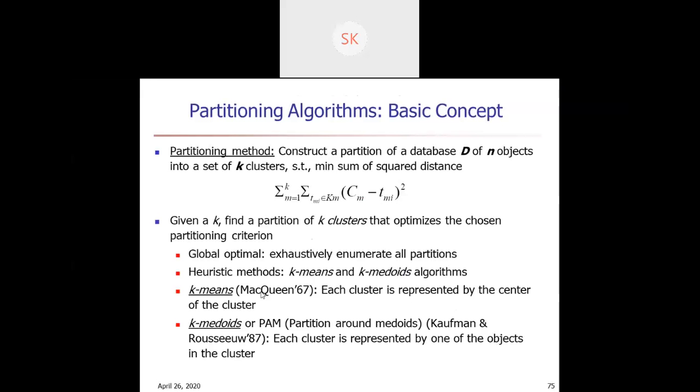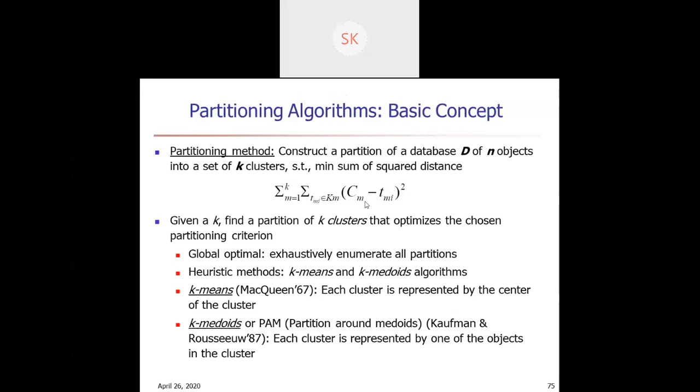So construct a partition of database D of n objects into k clusters. Okay, that is the number of clusters. So summation of m equal to 1 to k, summation of tmi belongs to Km, where m is 1 to k. This is the number of clusters. So with respect to cluster 1, this will be what? t1i belongs to the Km cluster, K1 suffix 1. Okay.